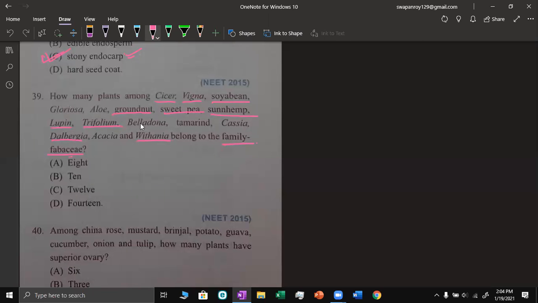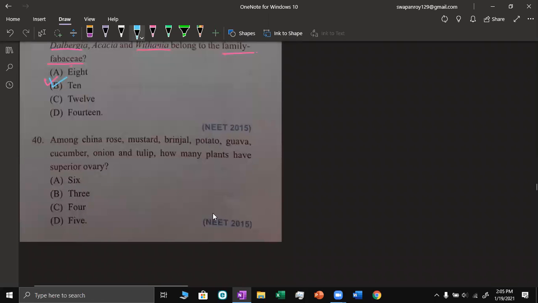1, 2, 3, 4, 5, 6, 7, 8, 9, 10, 11, 12. This is 12 names, 12 plants belong to the family Fabaceae. Okay. 1, 2, 3, 4, 5, 6, 7, 8, 9, 10. These are the family Fabaceae. 10. Okay. Sorry. Not this 12, 10 plants belong to family Fabaceae. This type of question is very dangerous. Sometimes if we miss one or two, we may be confused, a mistake may be there.